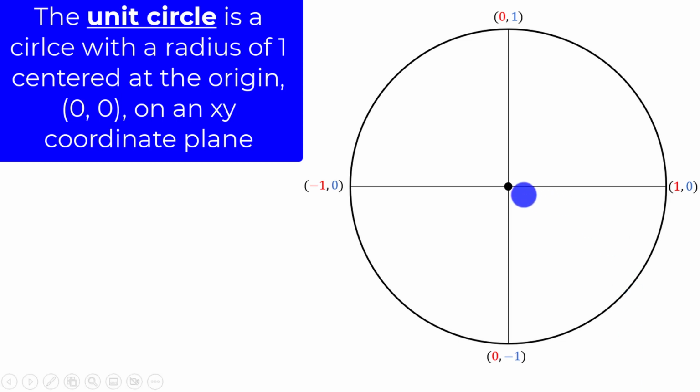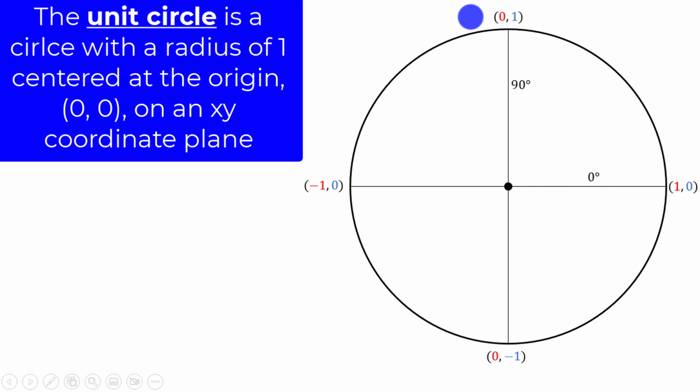We typically view the positive x-axis as our starting point, so we let that equal 0 degrees. So the point 1, 0 is associated with 0 degrees. Then we typically move counterclockwise. So if we move counterclockwise up the circle, once we hit the point 0, 1, we would be at a 90-degree angle with the positive x-axis. So we associate 90 degrees with the point 0, 1.